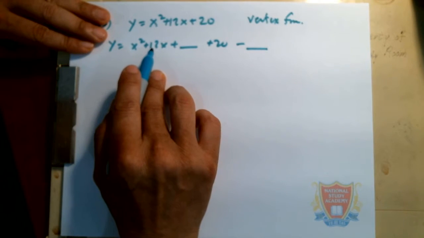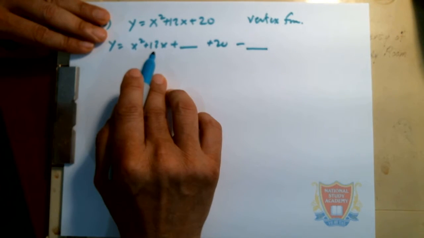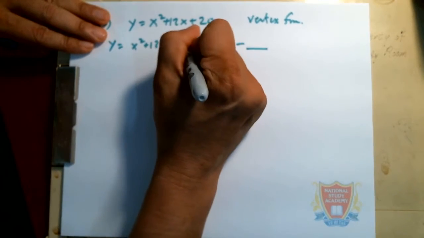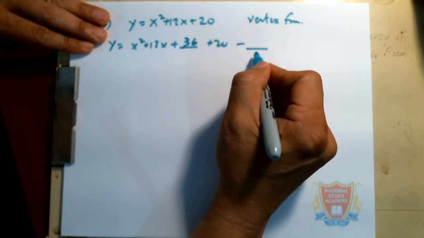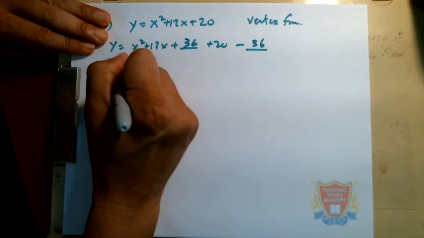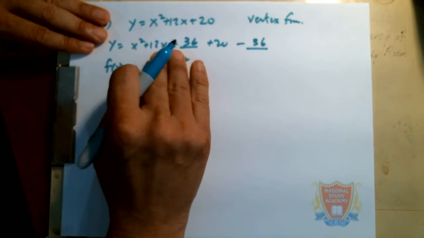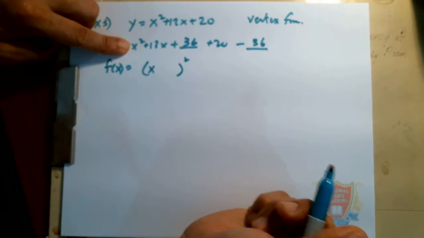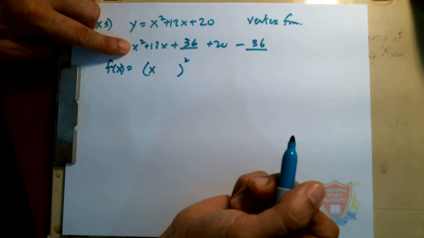We take this number, the coefficient 12, we divide it by 2, which is 6, and then square it. 6 squared is 36. Since we added 36 to the right side, we have to subtract 36 to the right side. And let's see what happens. F of x is equal to, we factor this trinomial now. X, I'm going to give you about 2 seconds to see if you can do this on your own. You can pause it if you want.